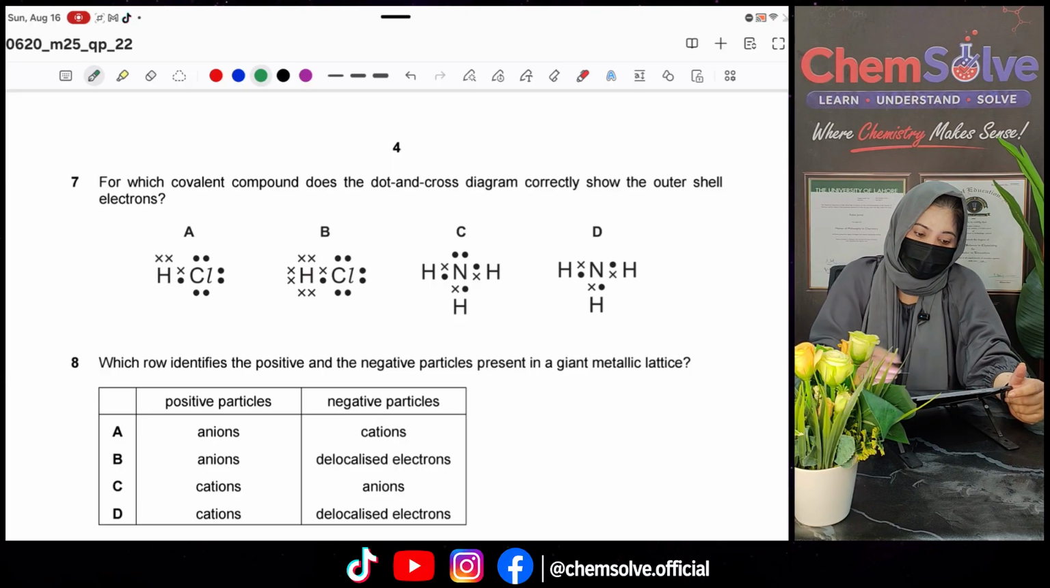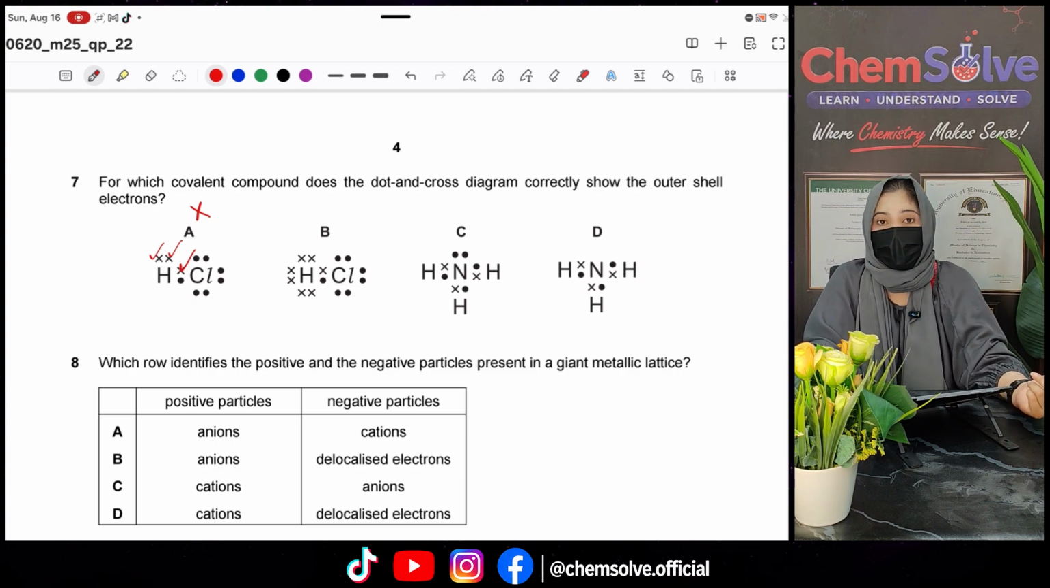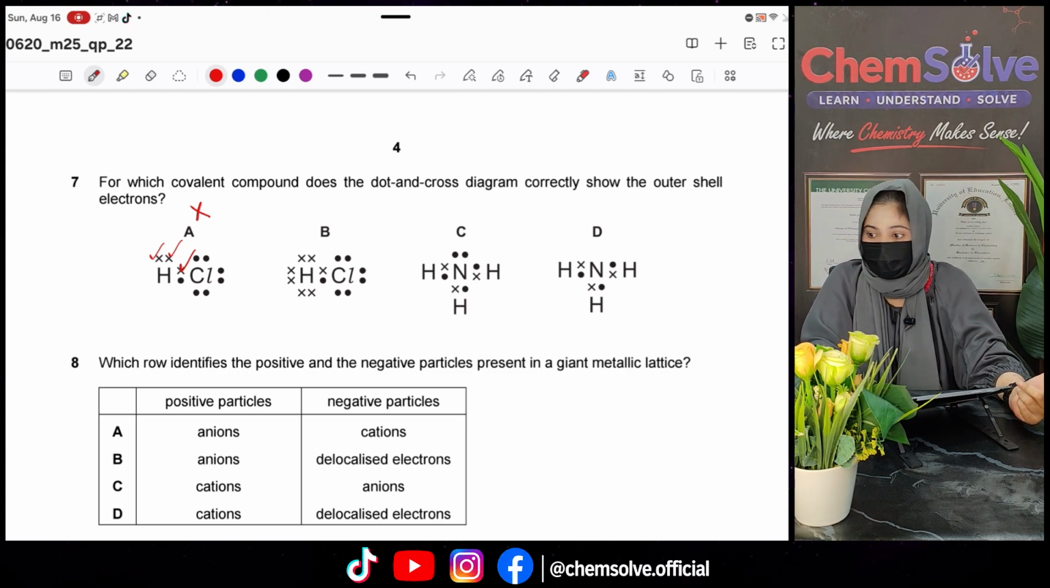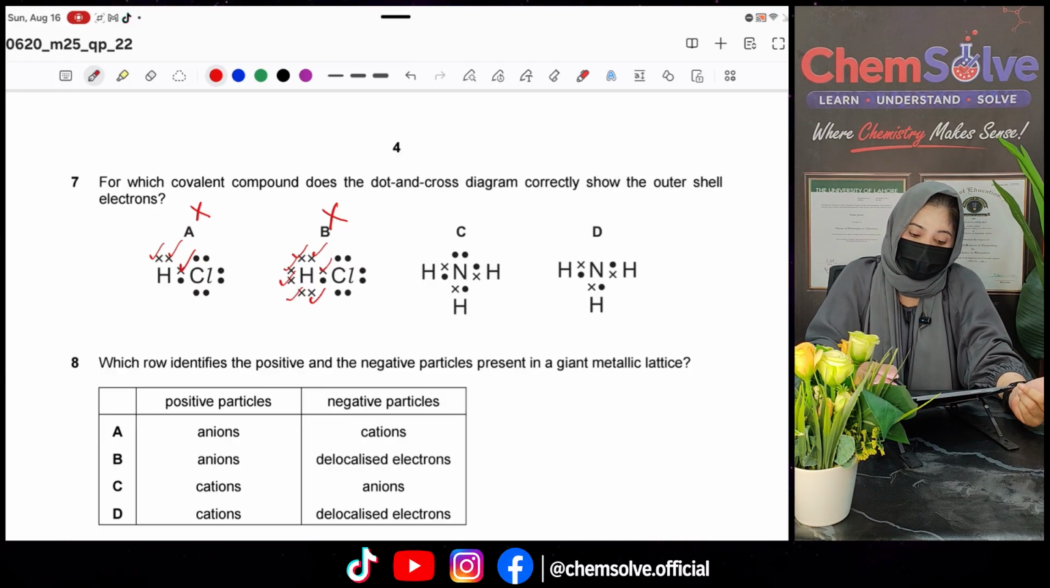Okay, question number 7. For which covalent compound does the dot and cross diagram correctly show the outer shell electrons? So the first one is wrong. Why? Because it shows that hydrogen has 1, 2 and 3 electrons, while hydrogen has only 1 electron in the outer shell. So this is the wrong one. This is also incorrect. Why? Hydrogen has only 1 electron in the last shell and it shows 1, 2, 3, 4, 5, 6, 7. That's why it is wrong.